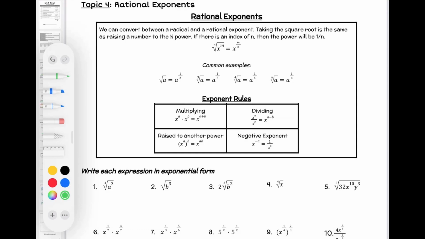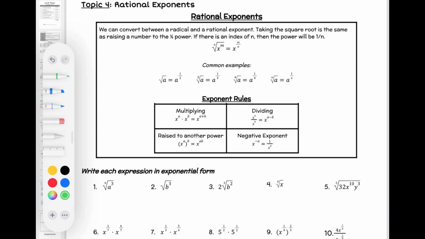Okay, so today we're going to talk about simplifying radicals with rational exponents. There's a different way that we can write our radicals, and we can actually write the exponent as a fraction. This will help us when we want to multiply or divide radicals that have different indexes.